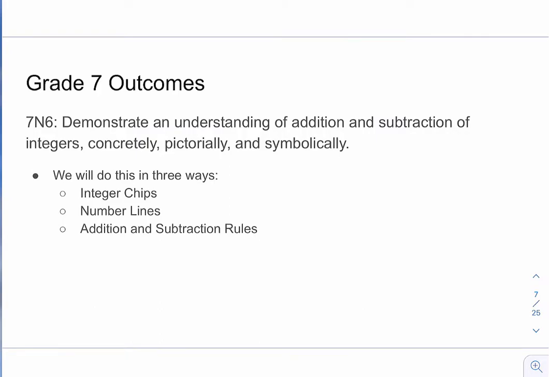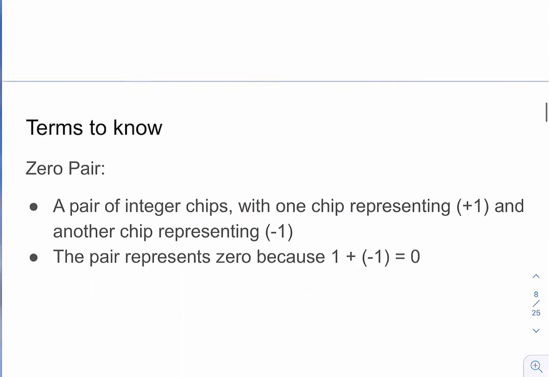This video is about using integer chips to do integer addition. One term we need to know before we can do integer addition using the integer chips is what a zero pair is. A zero pair is a pair of integer chips with one chip representing a positive 1 and the other chip representing a negative 1.